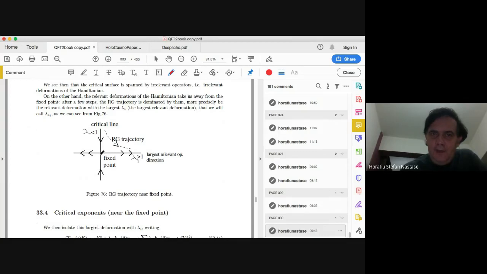On the other hand, if you are on the largest relevant operator direction, so if you do that deformation, if you're here, then you go here faster and faster. Or if you go in the other direction, you go also faster and faster. Now, if you are on some generic point, you have a deformation that's mostly irrelevant, that has a small relevant component, then what happens is that relevant component increases while that irrelevant component decreases. So you go like this. And eventually, you go onto the relevant deformation.